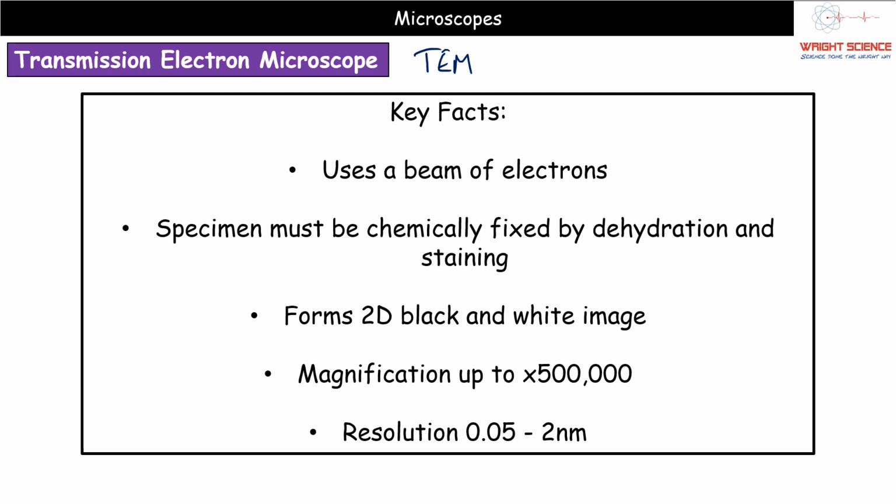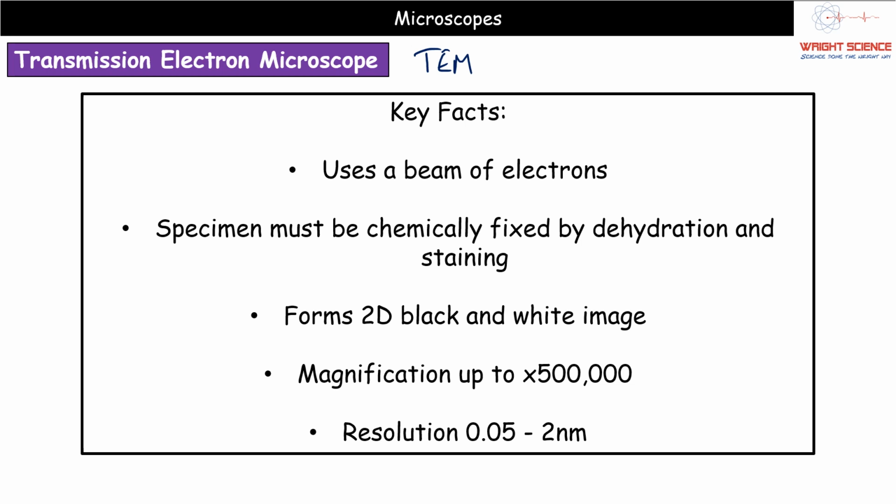We need to make sure that our specimen, so whatever we're looking at, has been chemically fixed. And by that, what we mean is that we've dehydrated it, so we've removed any water from the substance, and we've stained it. Obviously, in the process of dehydration, we've got to kill the sample. If we weren't to dehydrate this, when we put it into our electron microscope, these electrons are very tiny. If there was a water molecule present, it would cause deflection of them, and therefore we get a blurred image. So that's why we need to dehydrate.